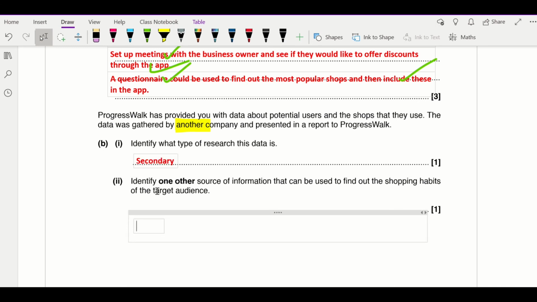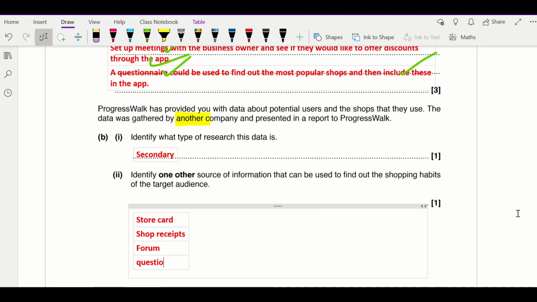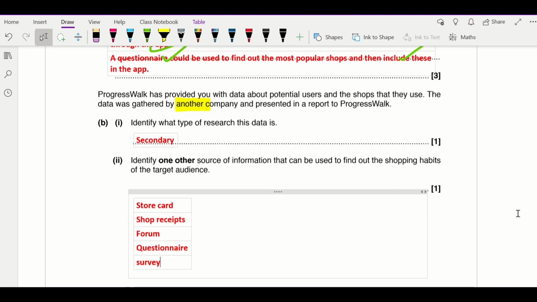Okay, and the next one says identify one other source of information that can be used to find out the shopping habits of the target audience. So here we need to think about ways in which, you probably know lots of these because you've been to a shop or you go with your parents shopping, so therefore it could just simply be a store card. You could also have people's shop receipts to find out what they're purchasing. It could be a forum where you ask questions, find out what people are buying. It could be a questionnaire. It could be a survey. Any one of those will give you the mark that you need.